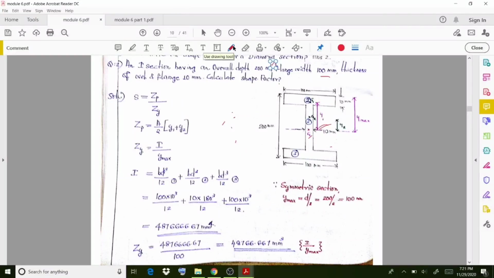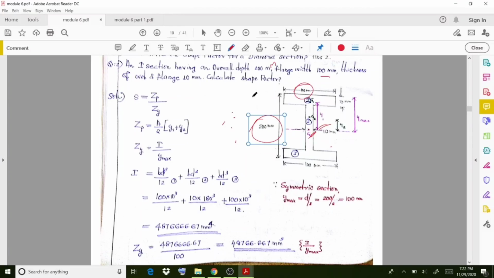Welcome back to a new video lecture, and here we discuss a problem related to the shape factor. Here an I section is provided, and the dimensions are also mentioned here. The overall depth is mentioned as 200 mm. Then the flange width is provided as 100 mm, and the thickness of the web and the flange is also 10 mm. So calculate the shape factor.